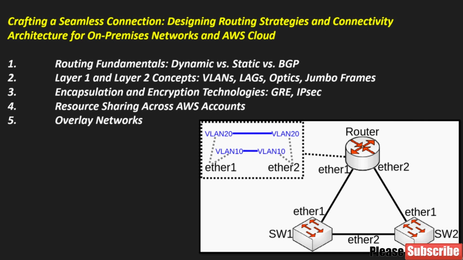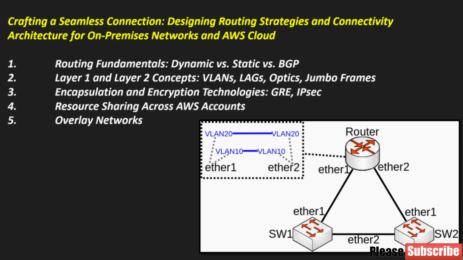In today's rapidly evolving technological landscape, businesses are increasingly turning to the cloud for scalable, flexible, and cost-effective solutions. Amazon Web Services stands at the forefront of cloud service providers, offering a plethora of services to cater to these types of diverse business needs. One critical aspect of transitioning to the cloud is establishing a robust connection between on-premises networks and the AWS cloud.